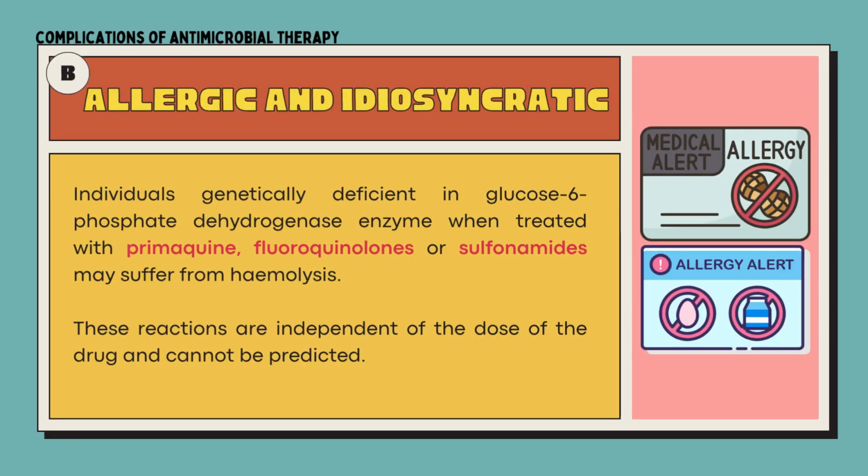Meanwhile, in allergic and idiosyncratic reactions, all antimicrobial agents are foreign to the body and are capable of producing hypersensitivity reactions, and these may be in the form of mild skin rashes or severe anaphylaxis. Sulfonamides, penicillins, aminoglycosides, and cephalosporins are the most common offenders, wherein individuals genetically deficient in glucose-6-phosphate dehydrogenase enzyme, when treated with primaquine, fluoroquinolones, or sulfonamides, may suffer from hemolysis. These reactions are independent of the dose of the drug and cannot be predicted.